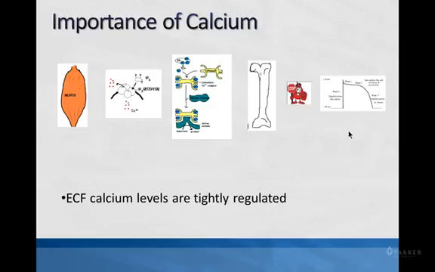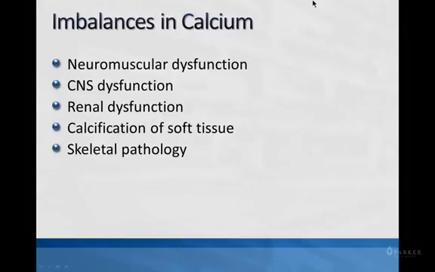So what happens if the calcium is too high or too low? Well, there's a number of different things. This list includes both high and low calcium levels in the body and what could happen. You could have dysfunction of the neuromuscular system, affecting reflexes and how muscle contracts. The central nervous system will be affected. Kidneys will not function properly. You may calcify soft tissue. It could cause disorders within the skeleton. So a number of different things. We could even add blood clotting issues here.